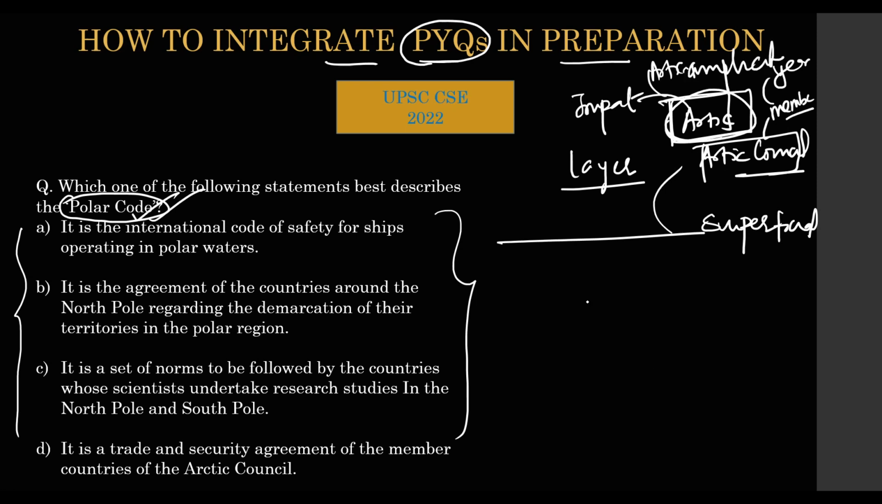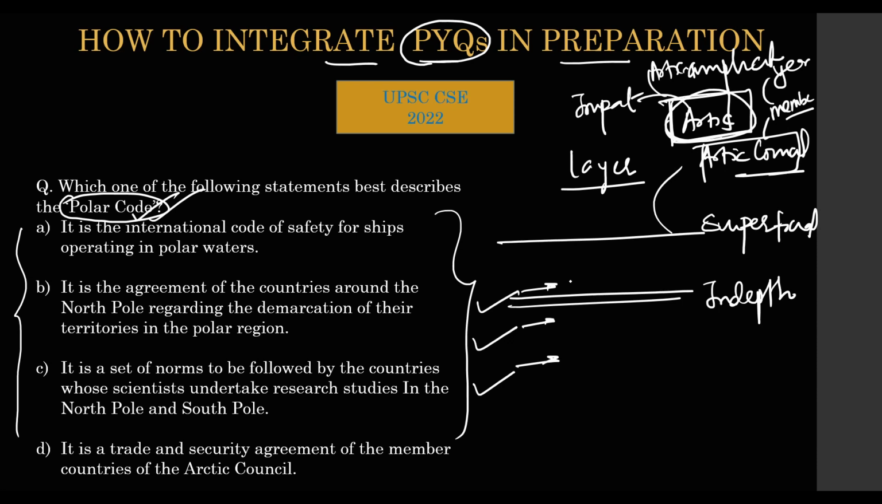Okay, but when you go to layer 2 of preparation, layer 2 of preparation is called in-depth preparation. What you do is start going deeper. What are the various impacts of melting of this ice? What kind of impact does it have on the world and on the countries surrounding this region, and how is this impact being managed by various international organizations, for example Arctic Council, IMO, all that.